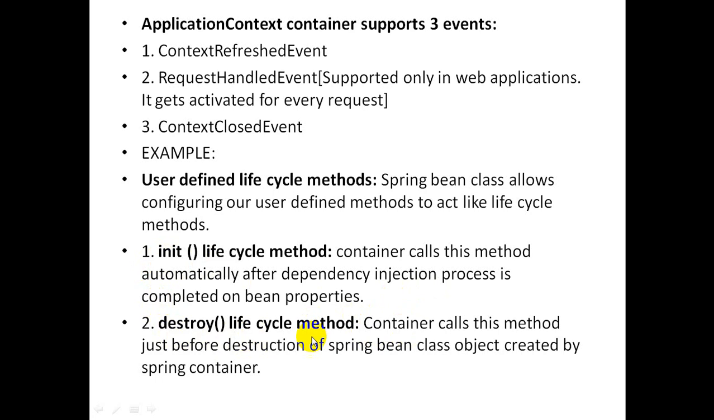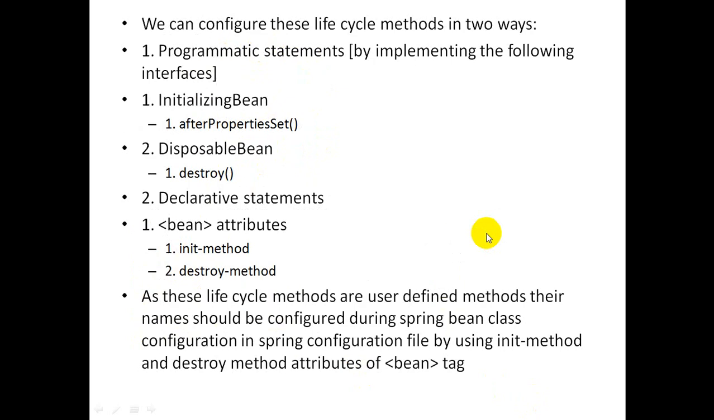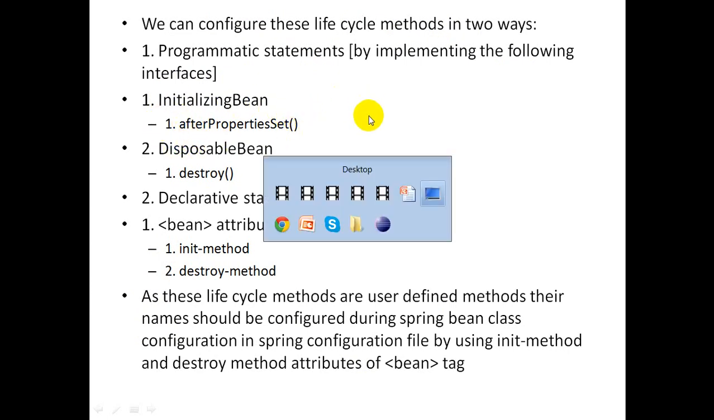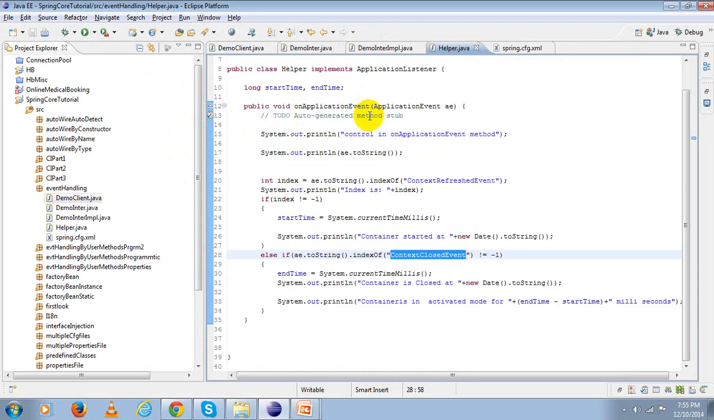So we can even have a destroy lifecycle method. The container will call this method just before destruction of the Spring Bean class objects created by the Spring container. So similar to the previous thing, at the starting refresh event and the close refresh event, we can even have our own init and destroy methods. We'll have a look. So we can configure these lifecycle methods in two ways: programmatic semantics by implementing the following interfaces. By implementing InitializingBean, we can get a method called afterPropertiesSet.